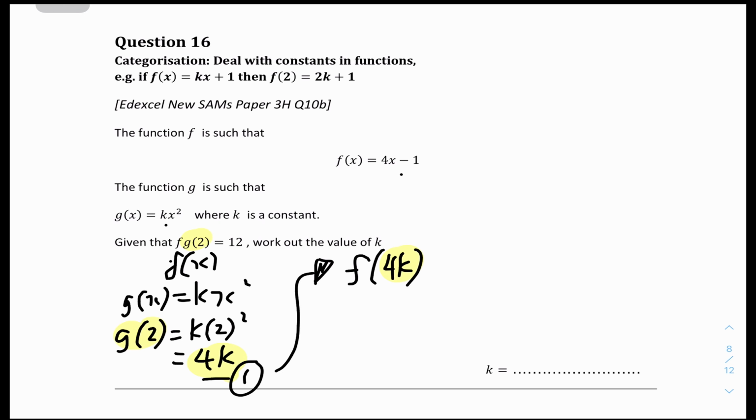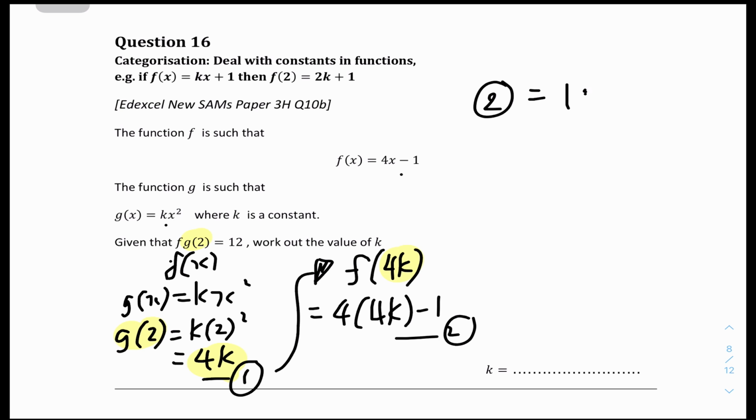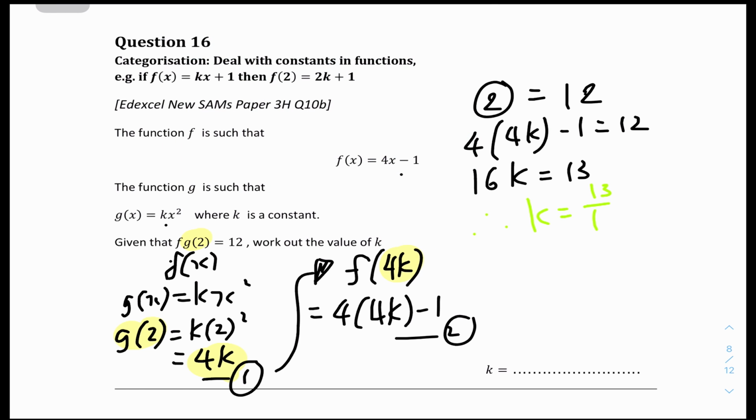So we're going to put 4k into f of x because we know that this 4k is the same as g of 2. So this is basically 4k minus 1, number 2. So we know that number 2 equals 12. So it's basically 4k minus 1 equals 12. So it will be 16k equals 13. Therefore, if you divide both sides by 16, it will be k equals 13 over 16, which is our answer. So k equals 13 over 16.